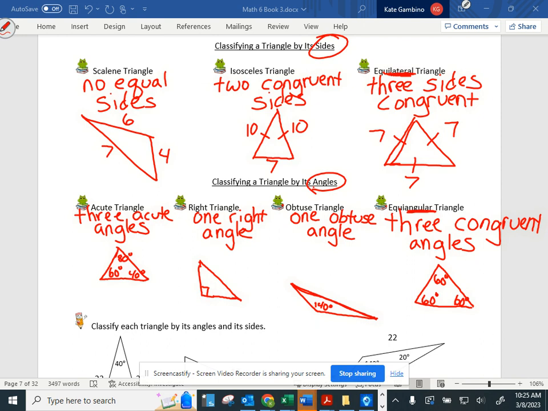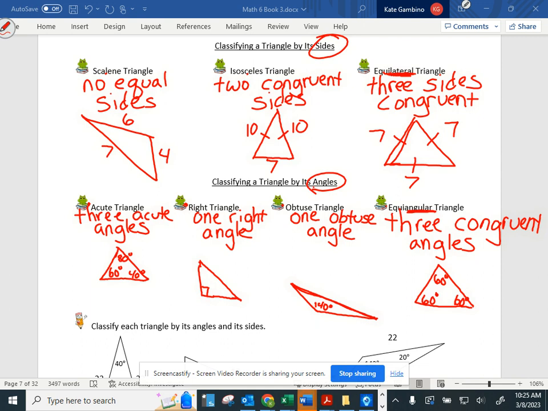Obtuse, one angle is bigger than 90 degrees. Right, one is 90 degrees. Acute, they're all acute angles. Those are triangle names when we classify by the angle. Classifying by sides would be the scalene, the isosceles, and the equilateral. You have to keep those straight.